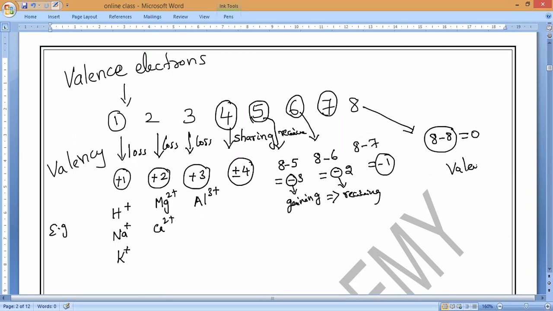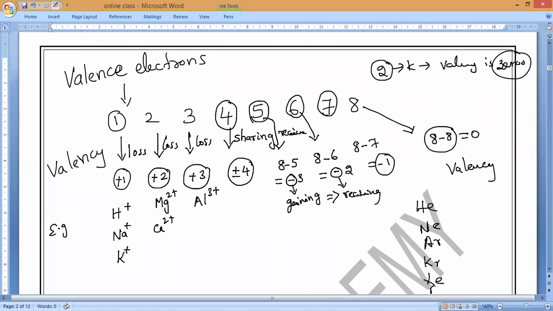Or if it is having only 2 electrons in its K shell, then also we can say the valency is 0. Do you understand? Examples of this are helium, neon, argon, krypton, xenon, and radon. We can take them as noble gases.